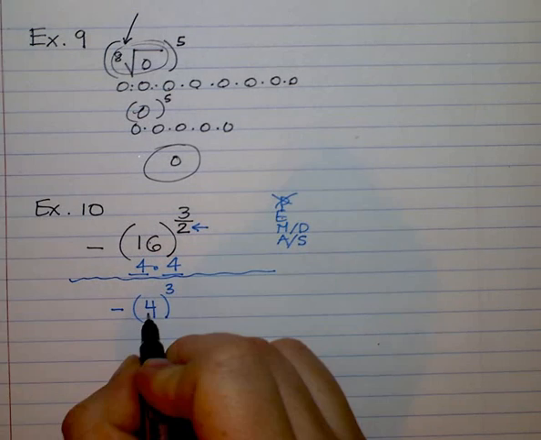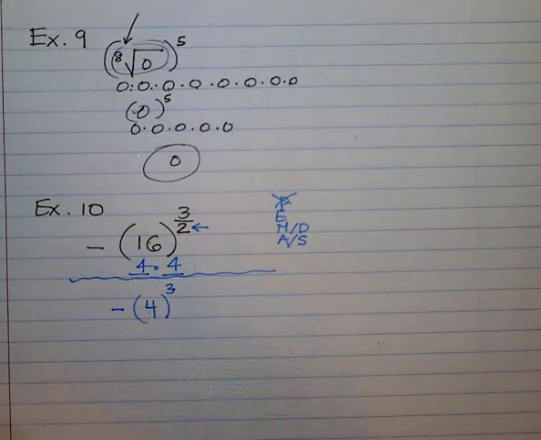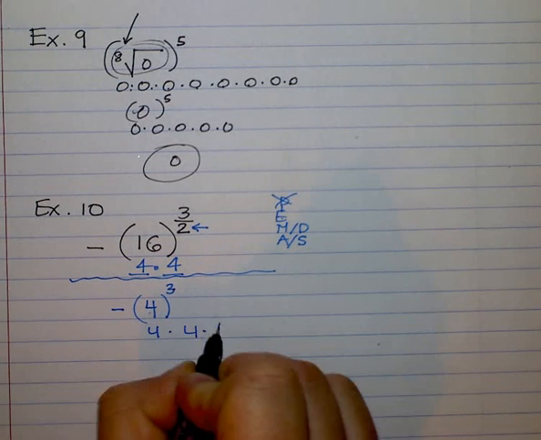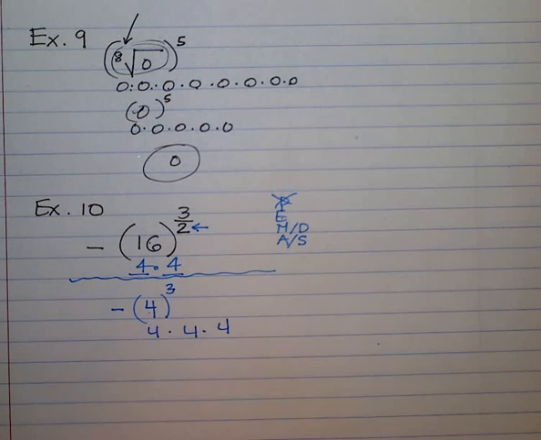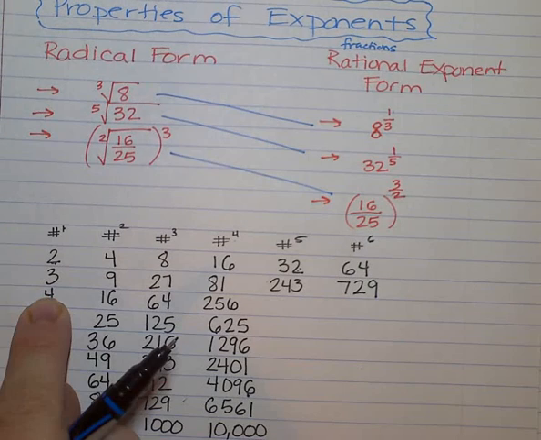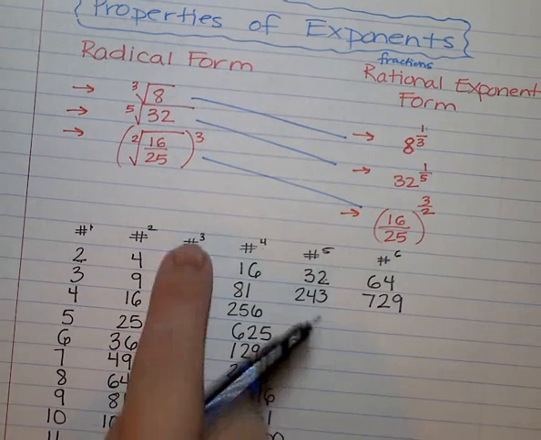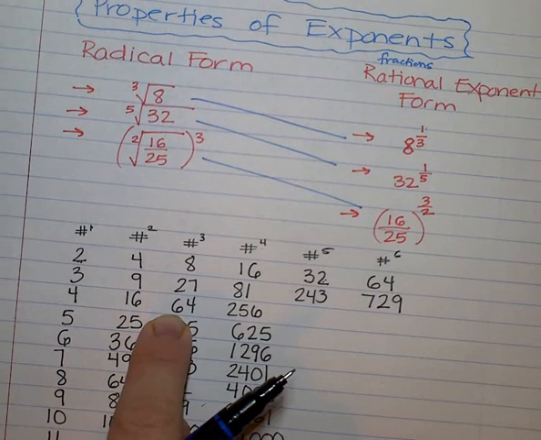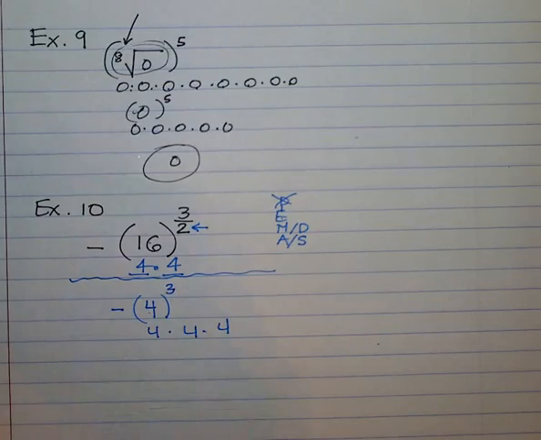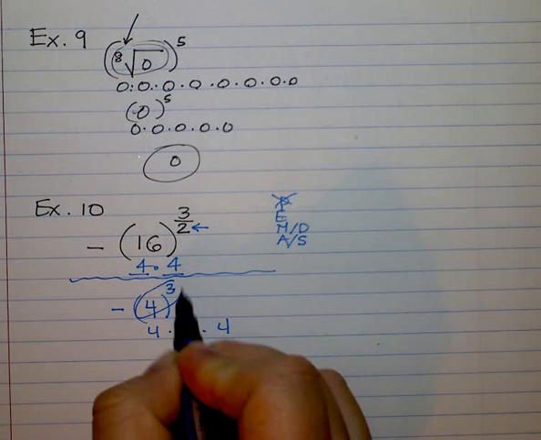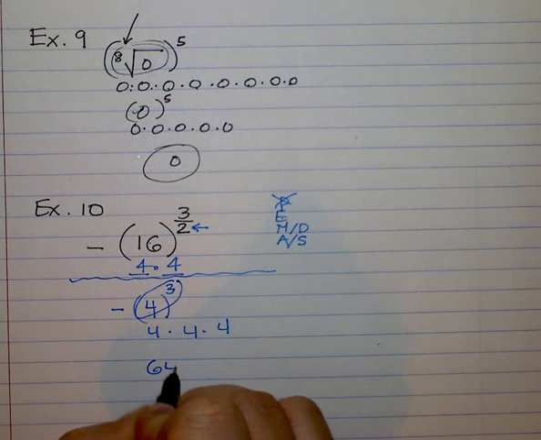So 4 to the third power. 4 times 4 times 4. And you could take time to multiply. You can do it in your head or on paper. Or since we have this chart, we can go 4 to the third power is 64. So applying the 3 now gives us an answer of 64.